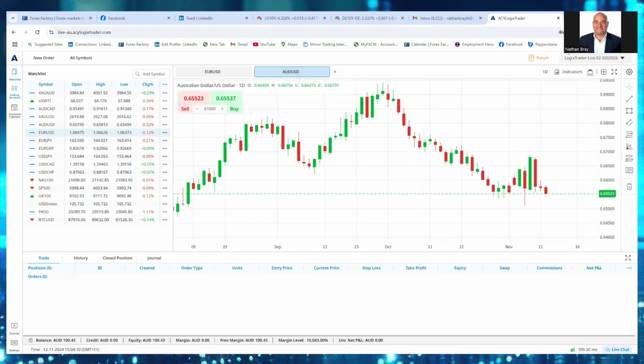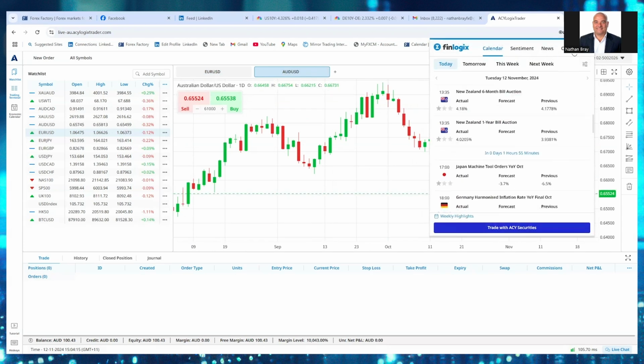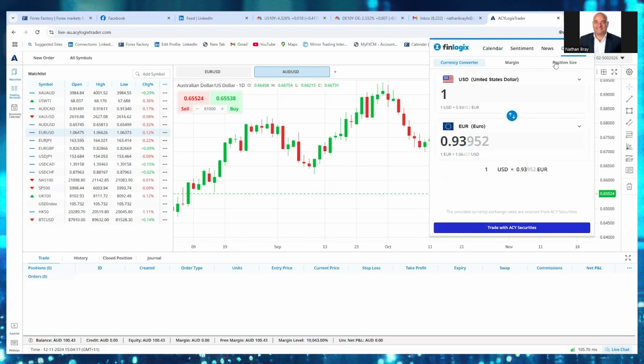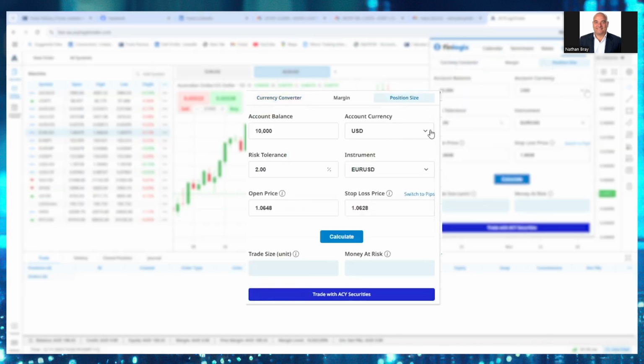So let's move the chart over and let's go calculator, position size. So I just do the same thing. I make sure it's in Aussie. We'll say, for example, the last trade was successful.